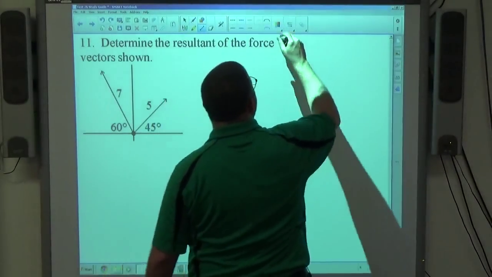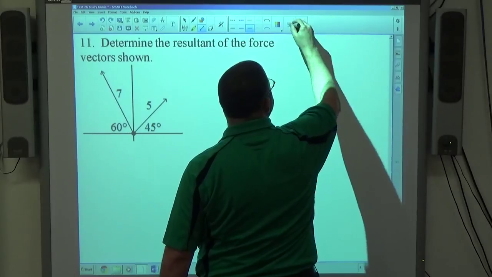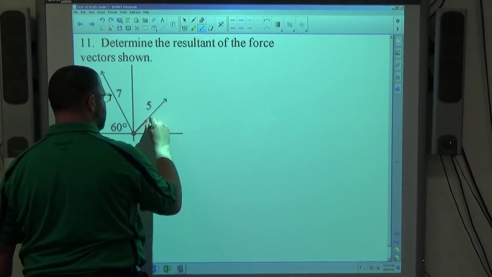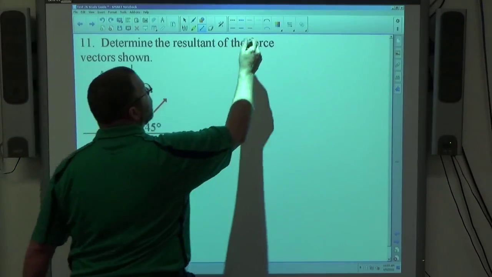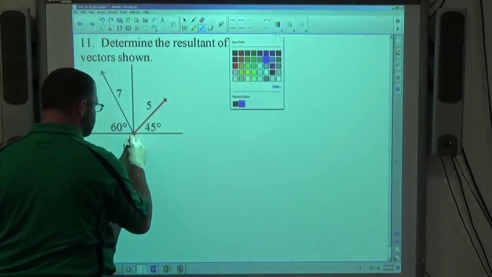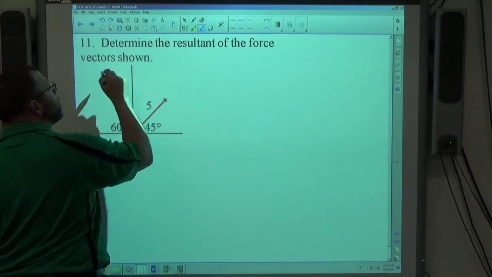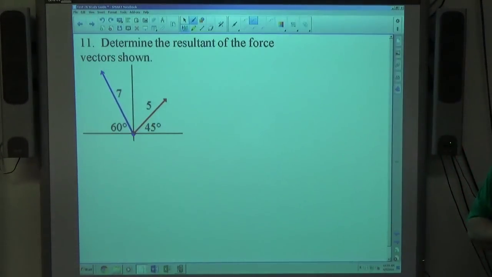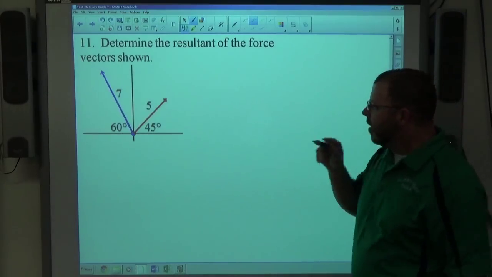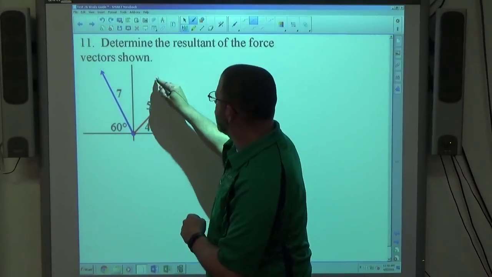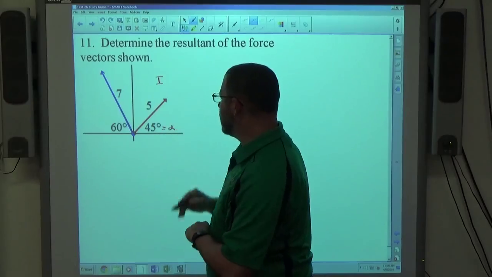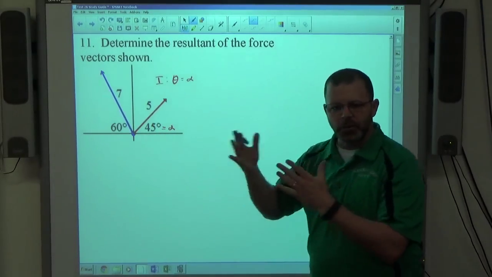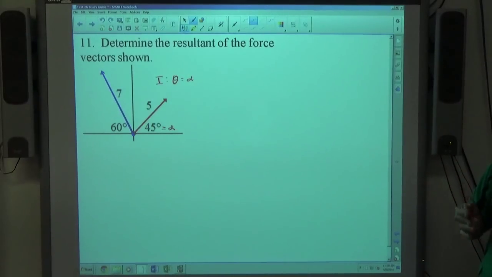Let me use some different colors here to help reinforce some stuff. So we'll put this vector here as red, and we'll put the other vector as blue. So let's start with the red vector. When you see a slanted vector, you have to concern yourself with what quadrant it's in. So the red vector is going into the first quadrant. The angle in the picture is always alpha, and theta that we're looking for is always equal to some version of alpha. So in the first quadrant, theta and alpha are the same thing.